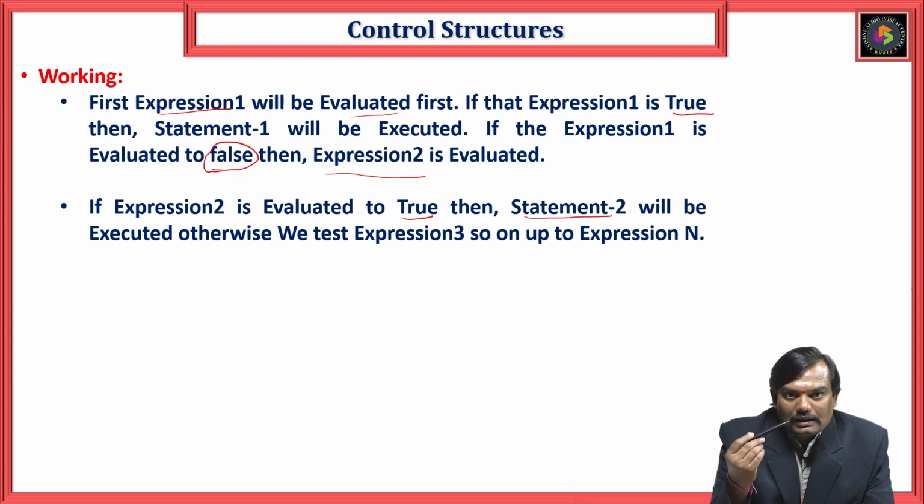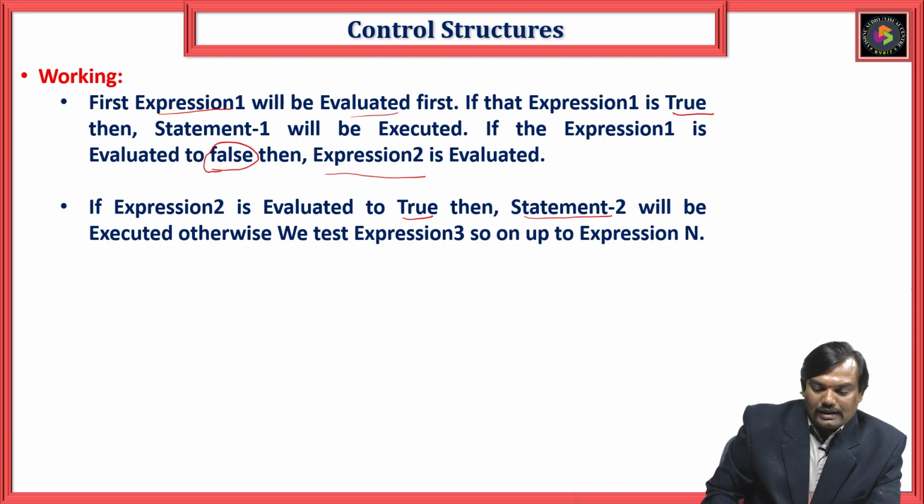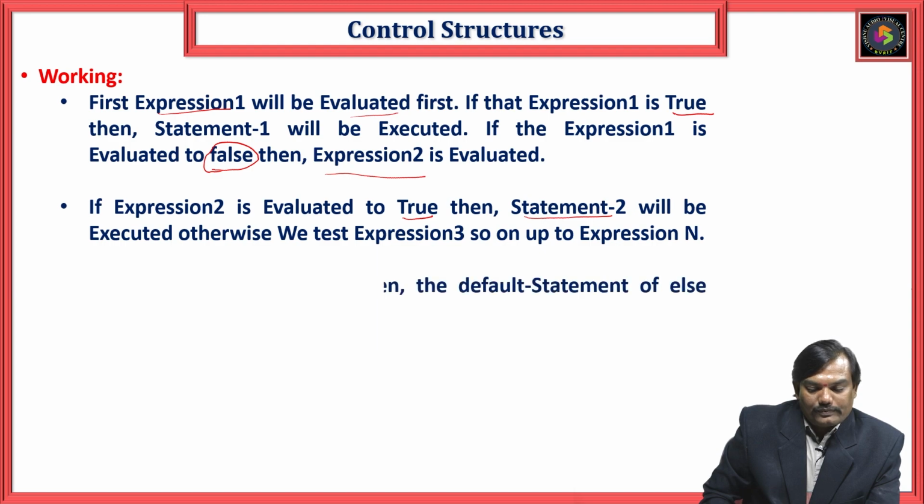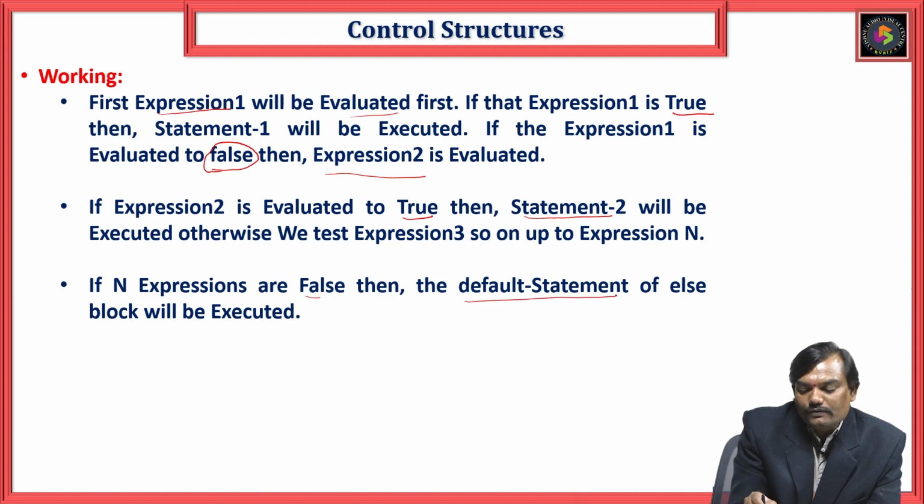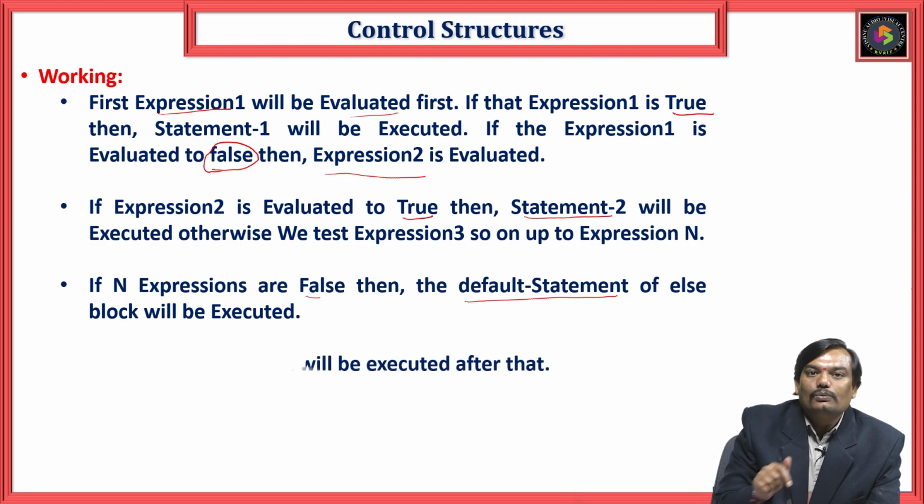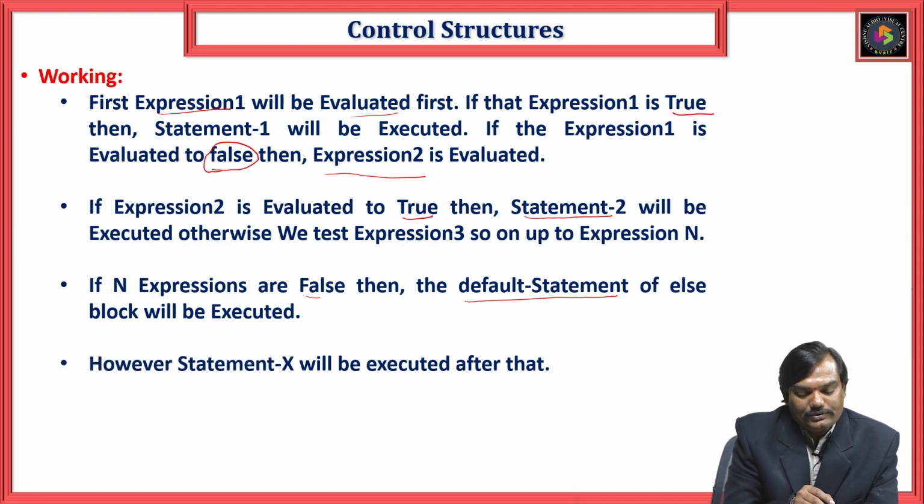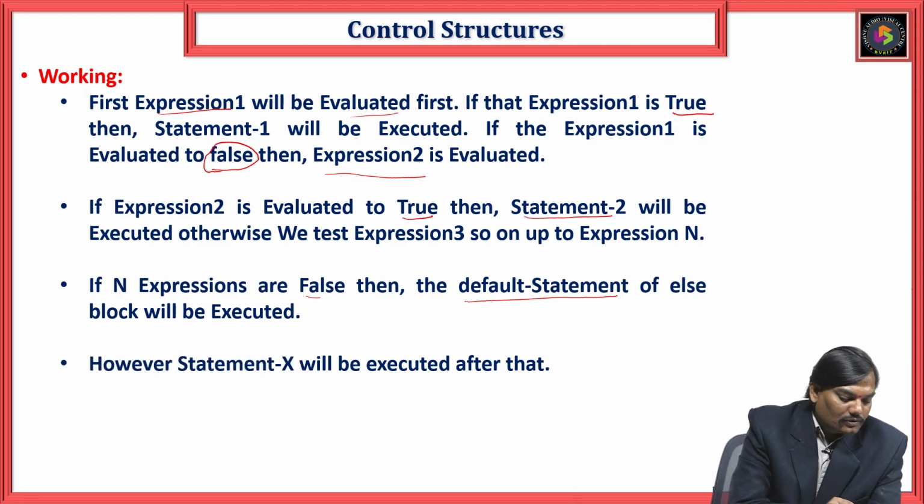When none of the expressions are evaluated to true, then the else block gets executed. If none of the expressions are true, the default statement in the else block gets executed. After this flow, whatever statements we have in the program after the else if ladder will be executed in sequence. So this is the working of the else if ladder.